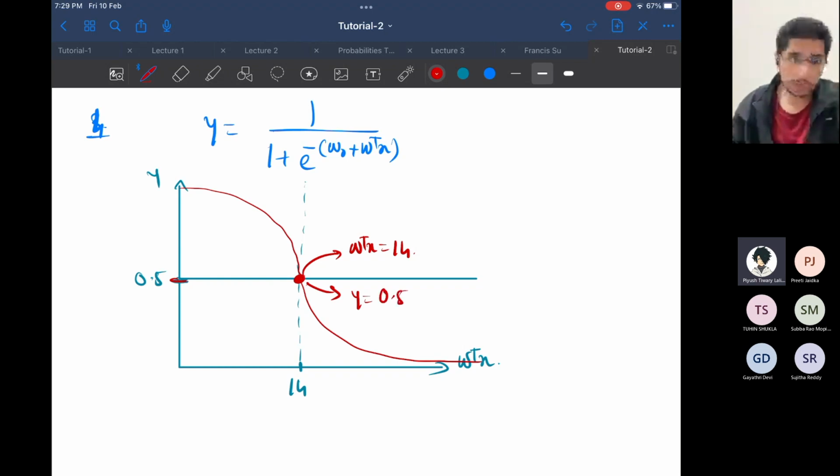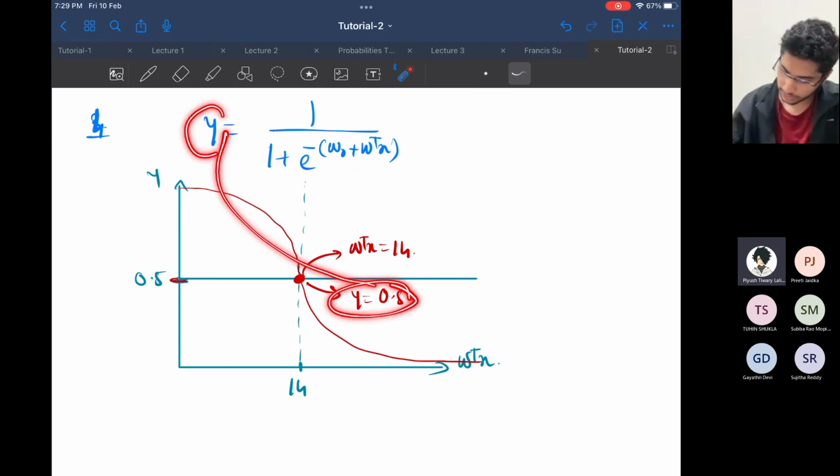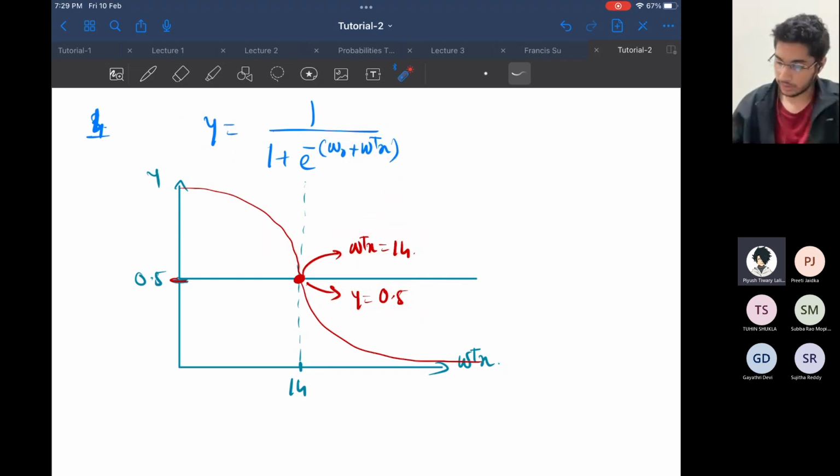We have been given 4 options related to w naught. So this is again an easy question. What you need to do is just substitute these values in this function. Substitute the value of y here. You know the value of w transpose x, substitute it here, and then you will know something about w naught. So let's do that.